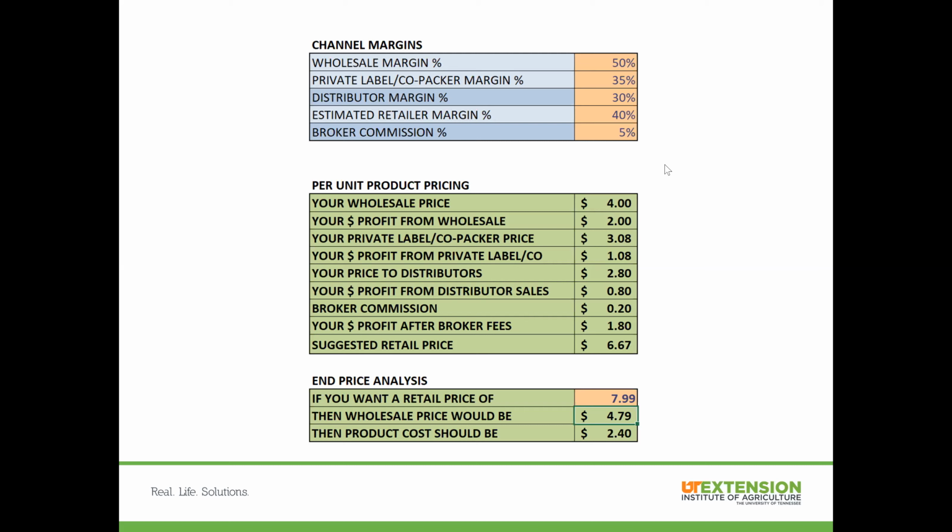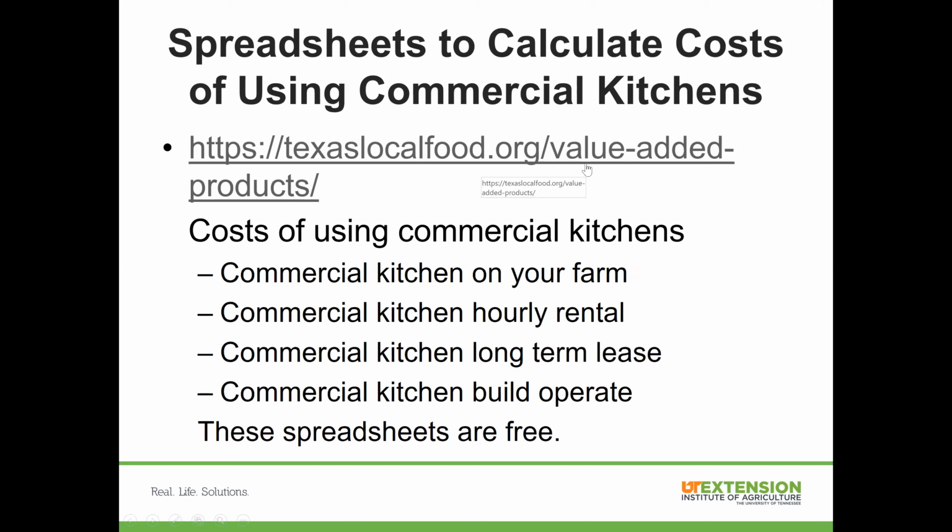Okay. If there's no other questions, we'll move on. And we're going to talk about some spreadsheets that exist to calculate the costs of using a commercial kitchen. These are available for free. I like free, and they're out of Texas. They're at texaslocalfood.org. They help you calculate the costs of using a commercial kitchen. Say you want to build a commercial kitchen on your farm and you want to use it to make food products. This would be a really helpful tool in that case.